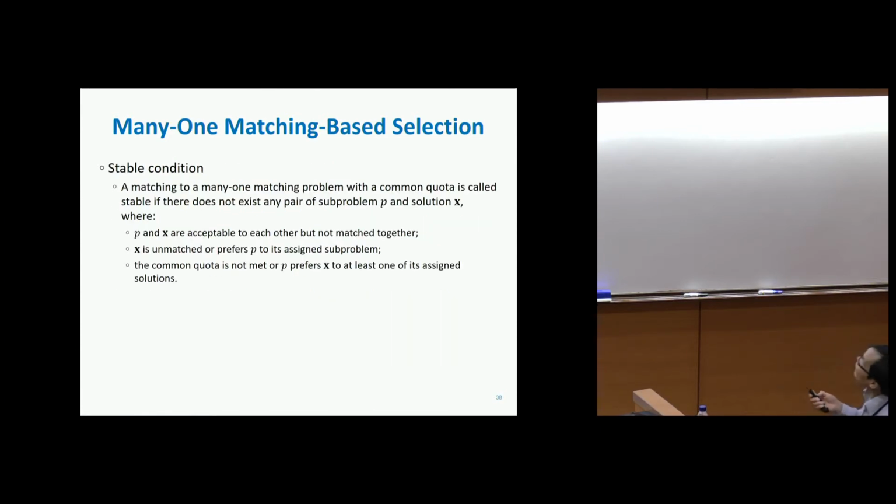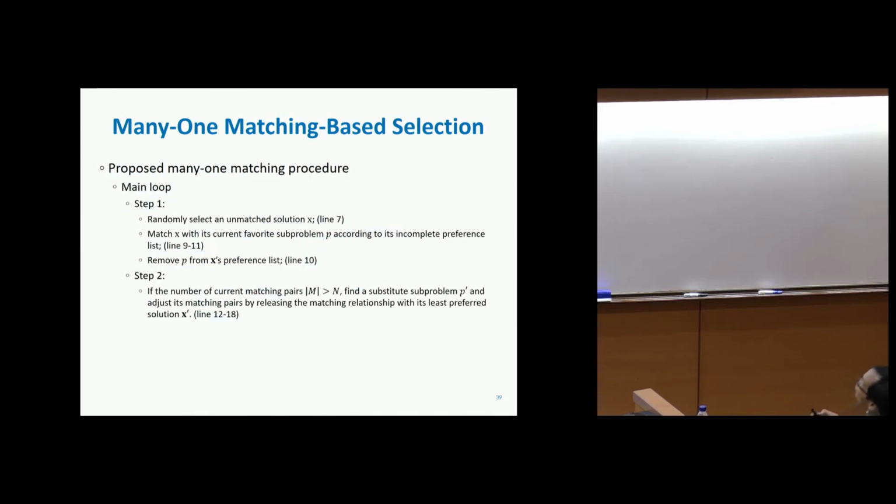In order to make sure that this type of matching is also stable, we have the following conditions. A many-to-one matching problem with a common quota is called stable if there does not exist any pair of subproblem and solution where P and X are acceptable to each other but not matched. Secondly, X is matched but prefers P to its subproblem. That's also no good. And the common quota has not been met, but P prefers X to at least one of its assigned solutions. So this is a condition we try to avoid.